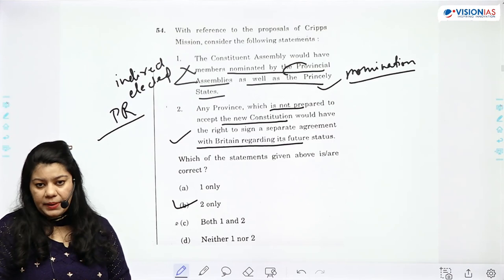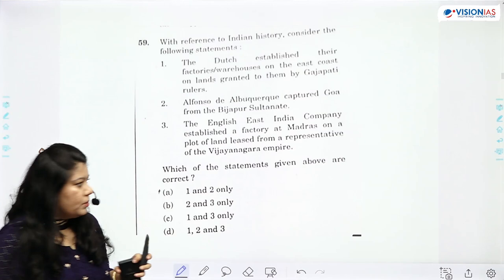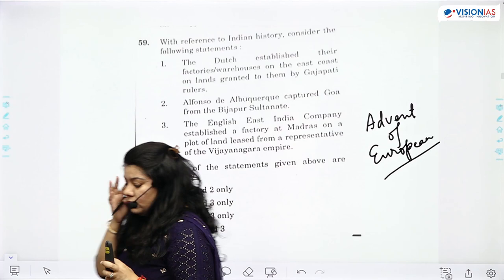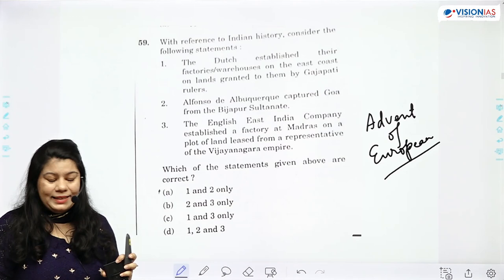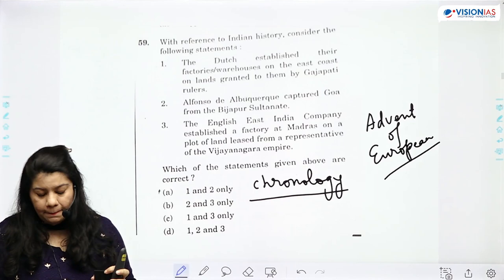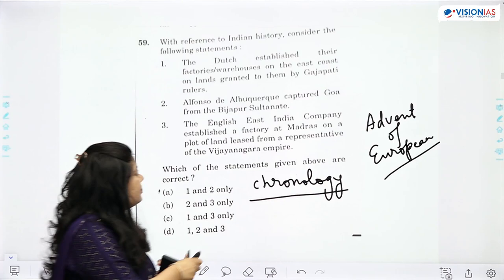Then comes your 59th question. Now regarding the 59th question, although it pertains to an important topic, the advent of the Europeans, from which UPSC is asking questions nowadays, specifically in the last 2 years. This question is difficult at first glance, but as I have always mentioned, UPSC checks your knowledge of chronology, right? So the first statement says, the Dutch established their factories and warehouses on the east coast on lands granted to them by Gajapati rulers.